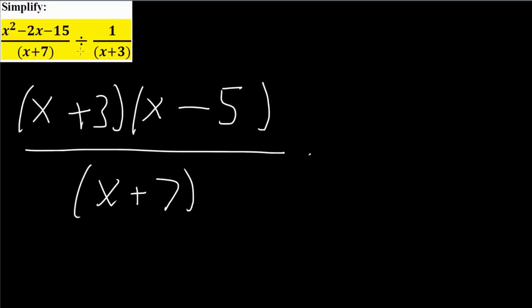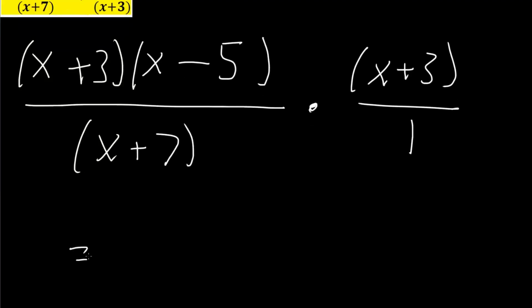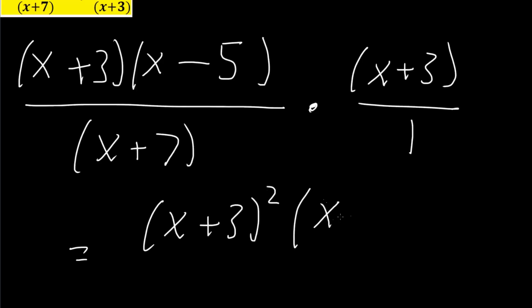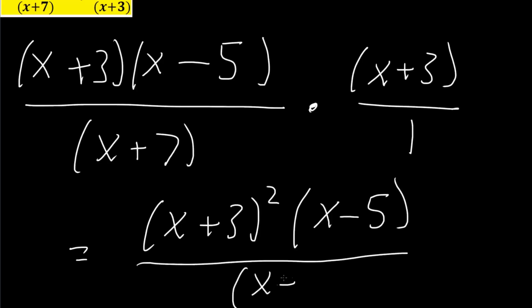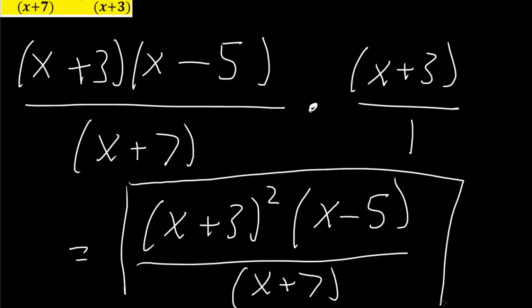We're dividing, but it might be easier to multiply. So in order to multiply, we do the reciprocal, or the opposite. So instead of 1 divided by x plus 3, we do x plus 3 divided by 1, and we're almost there. So our final answer would be x plus 3 squared, x plus 3 squared times x minus 5 divided by x plus 7, like this. Simply box in our answer, and that's all we need to do for this problem.